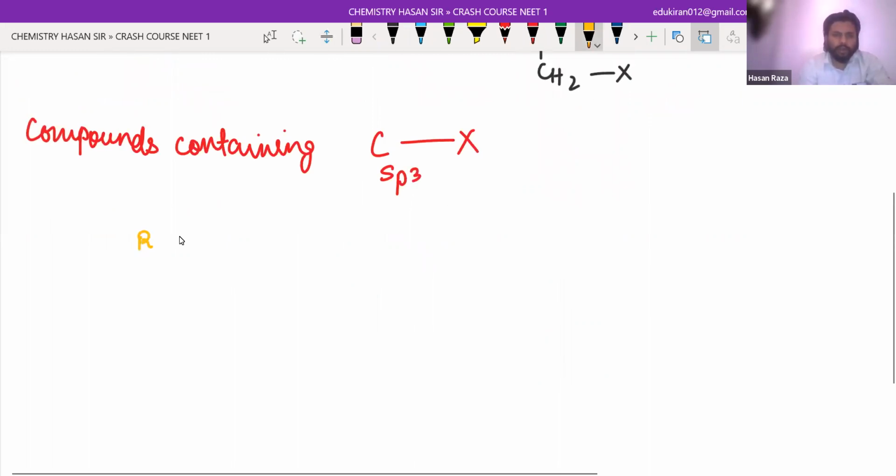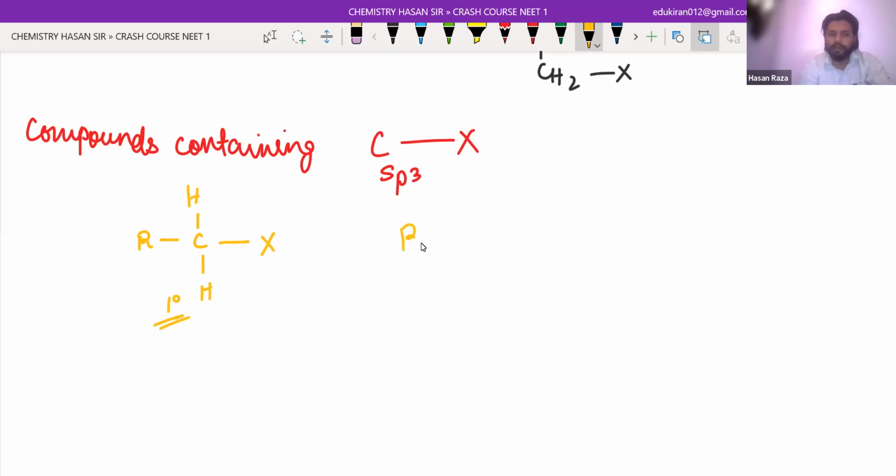So in this you can see we are going to divide this as primary. This is 1 degree halide or primary. If this is connected like this, you can see this will be your secondary, 2 degree, and if this carbon is connected with 3 other carbons, then this is your tertiary or 3 degree halide. So this is the second classification.